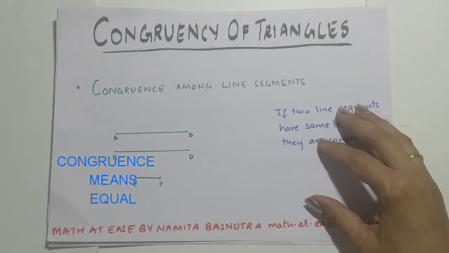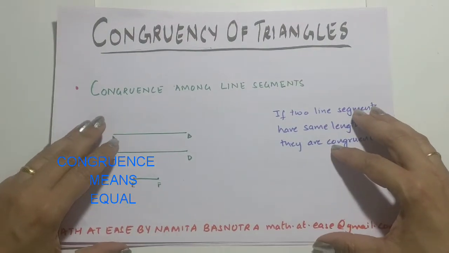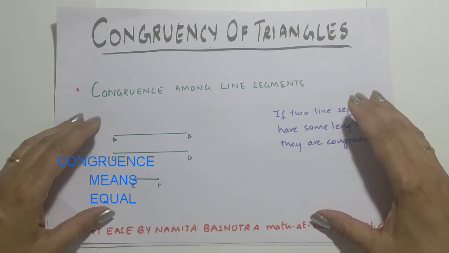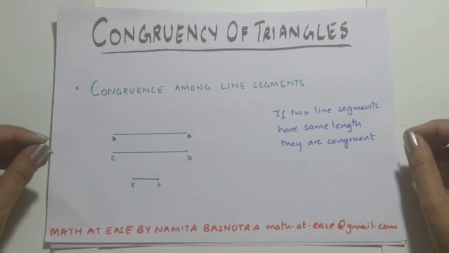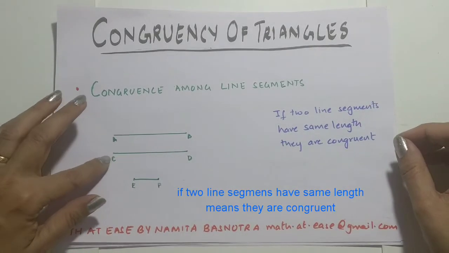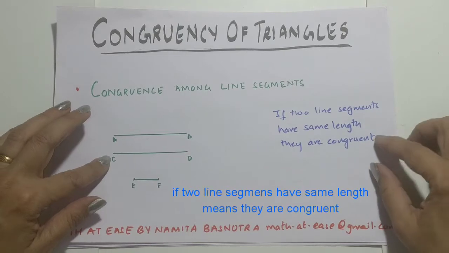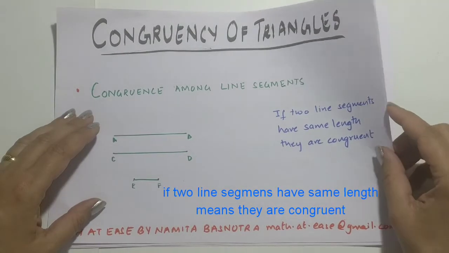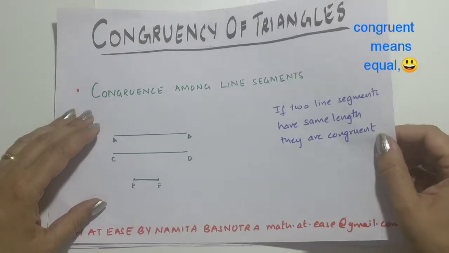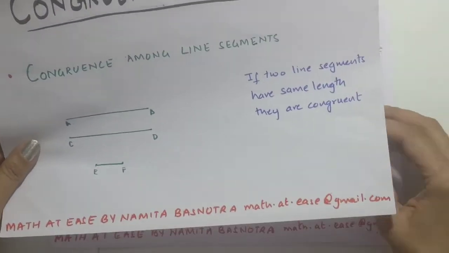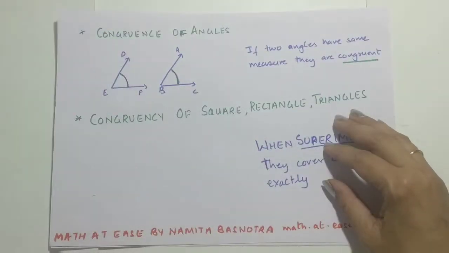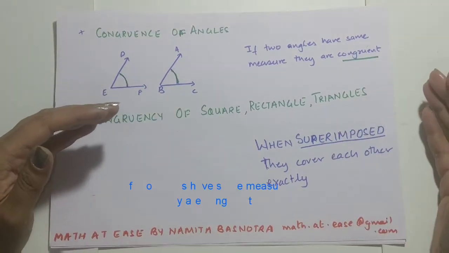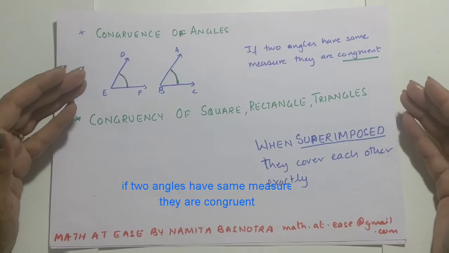When we talk of congruency in line segments, we just have to see whether two line segments are of equal length. If they have the same length, they are congruent. Yes, that means you are right. Congruent means equal, and for line segments or for angles, we can say they are congruent to each other if they have the same measure.